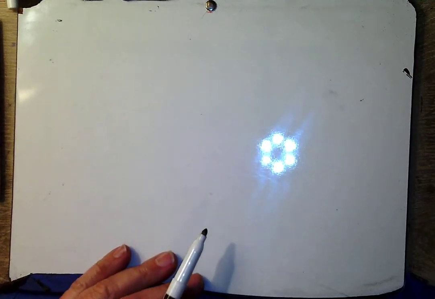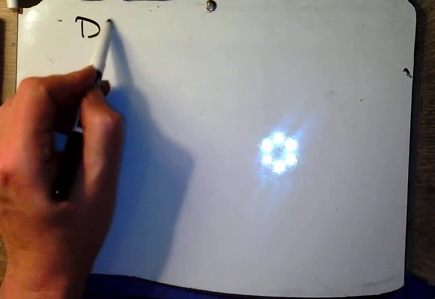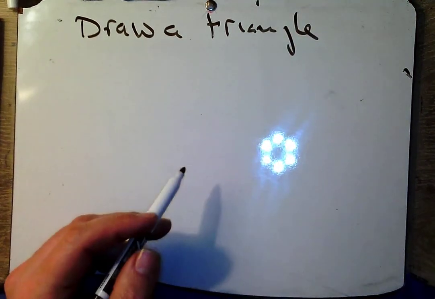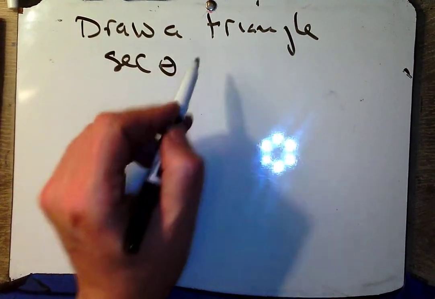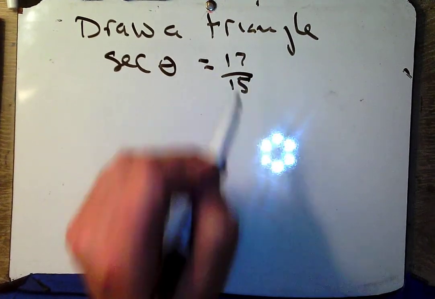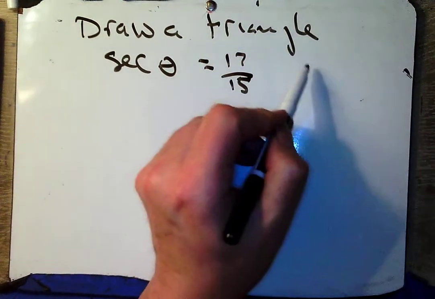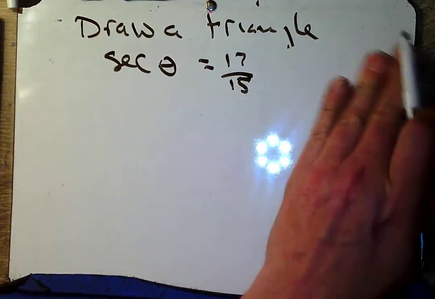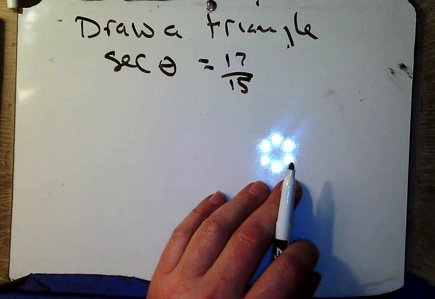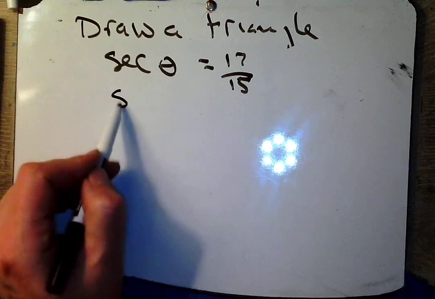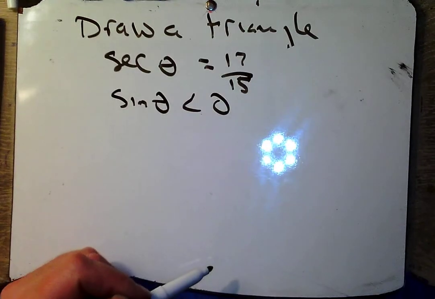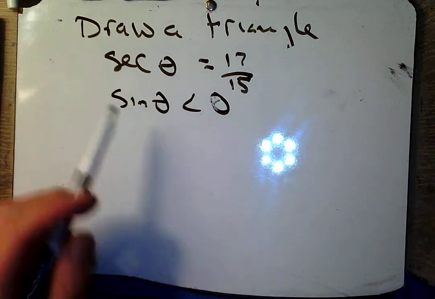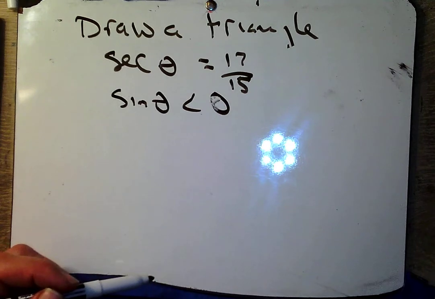Okay, so draw a triangle. And I tell you that the secant of theta is 17 over 15. And I tell you that theta is in, oh, better yet, let's play what's my quadrant. And sine theta is less than 0. Can that be true? Yes, that can be true. Okay, so what quadrant should I draw this triangle in?